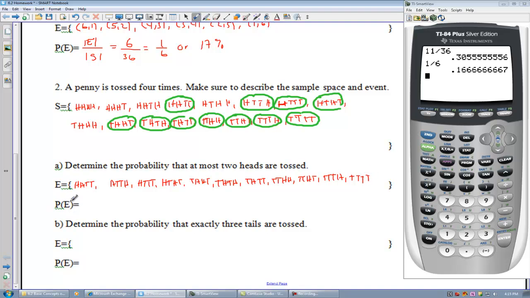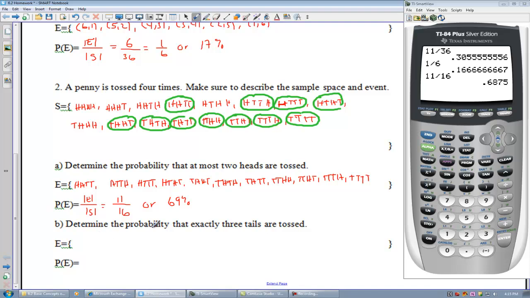The probability that this event occurs, well, you just count the number of things up in E, divide by the number of things in S. So in this case, there's 1, 2, 3, 4, 5, 6, 7, 8, 9, 10, 11. Okay, so I have 11 things. So 11 divided by the total number of things in S, which is 16. So 11 over 16, or I can do this on my calculator. 11 divided by 16 is what percentage? About 69% of the time. So 69% of the time, I'll toss at most 2 heads.